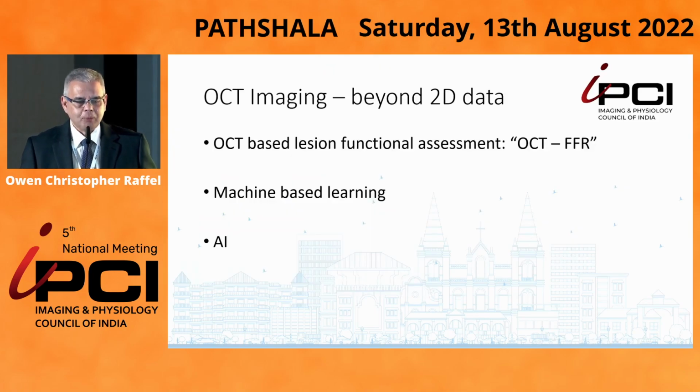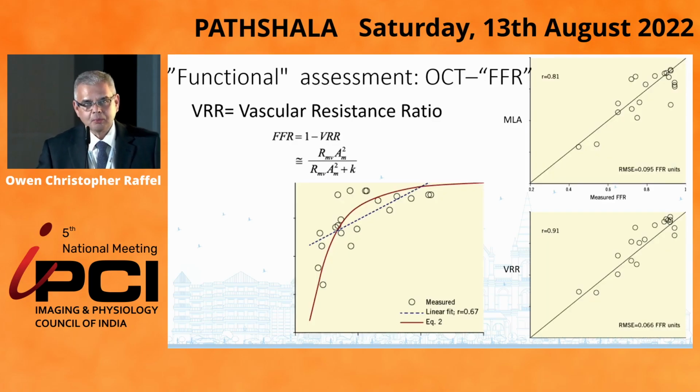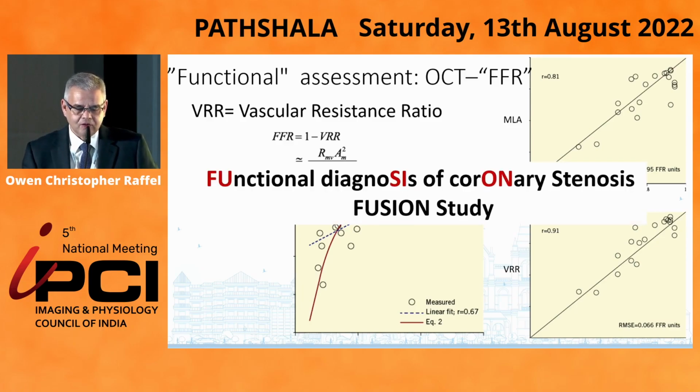And this is happening in some form. We've now got work on OCT-based FFR, machine learning, and AI, and we'll have an excellent talk on AI next. Early on, about 8 years ago, we worked with the engineers at what was then LightLab to look at this form of OCT FFR called vascular resistance ratio. We gave it to a bunch of our patients, and in fact, VRR did much better than MLA alone. It was quiet for many years, but now they've developed this software, and there's the FUSION study, I understand, that's going on.